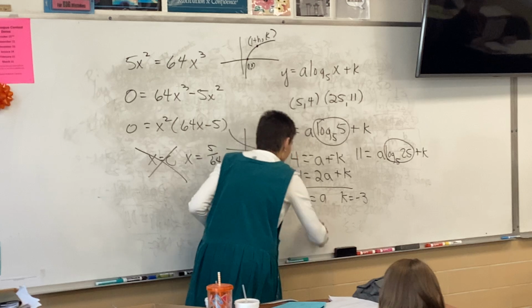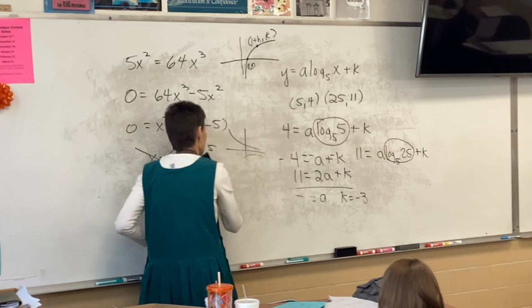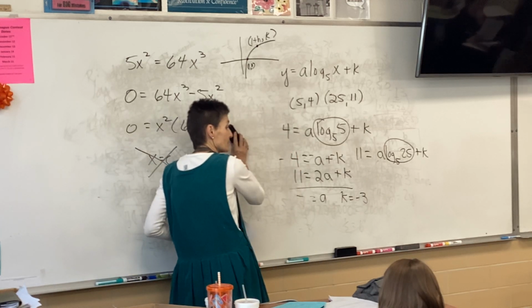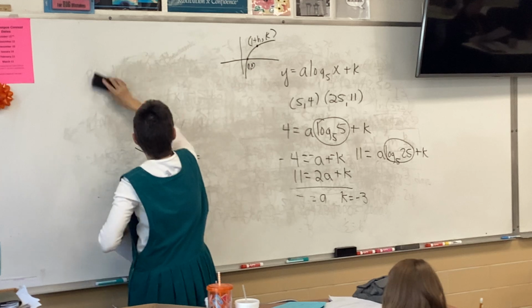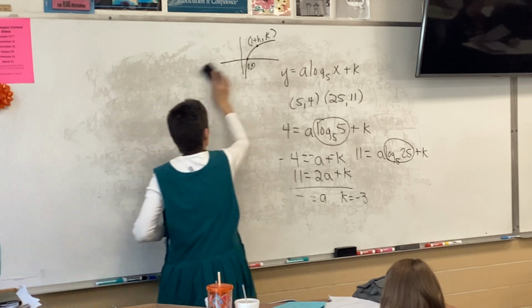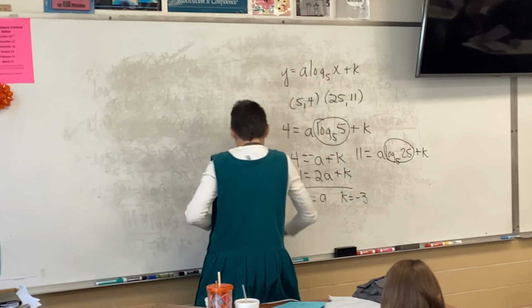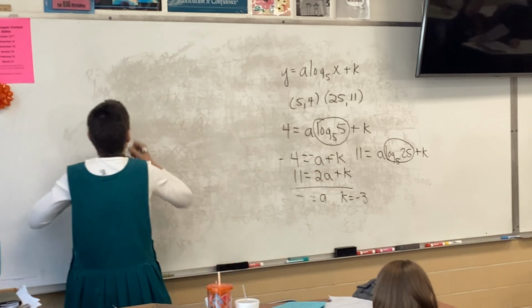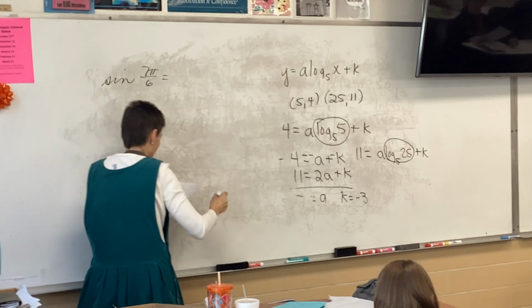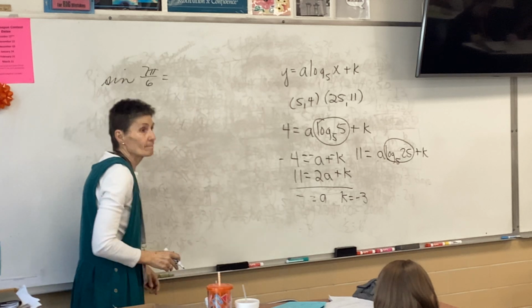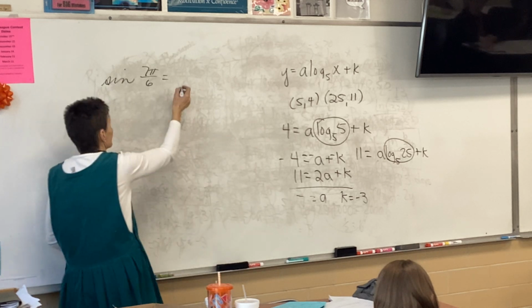Find the exact value. Guys, exact value means no calculator. Okay? So we need to be able to do this without a calculator. So, somebody tell me where I start. 180 divided by 6, and then times it by 7. So this is the sine of 210.